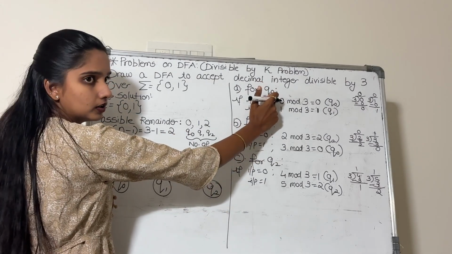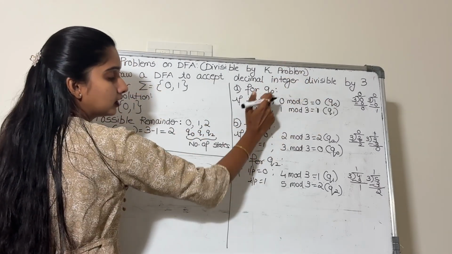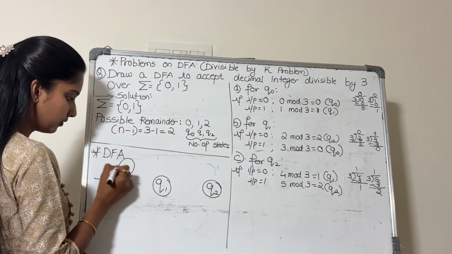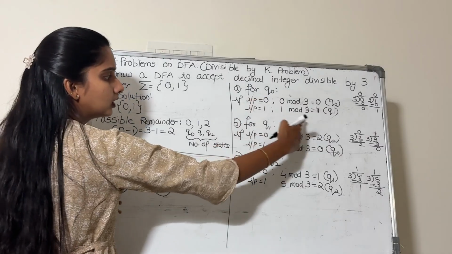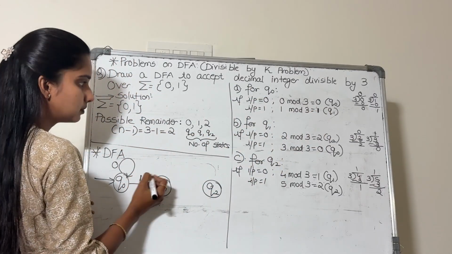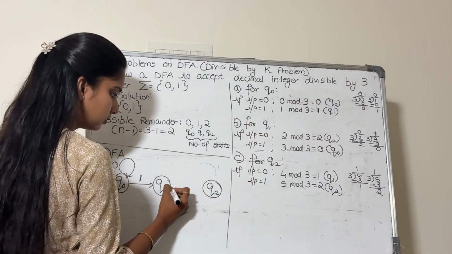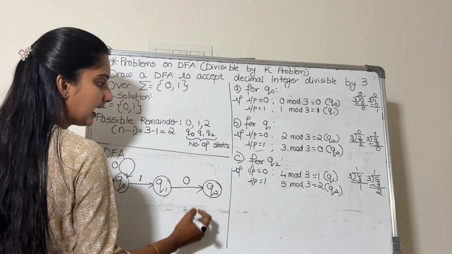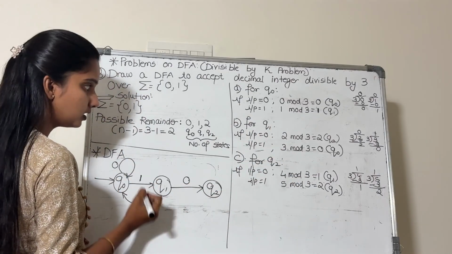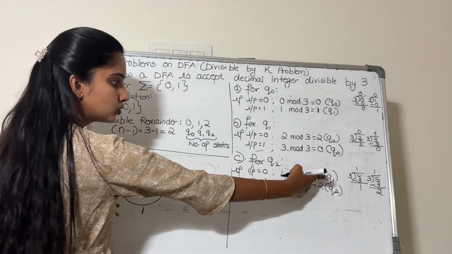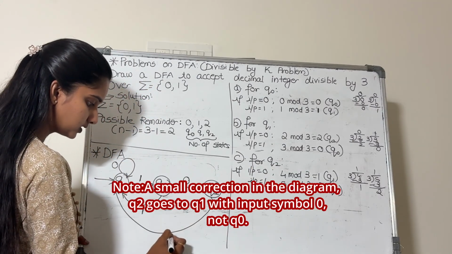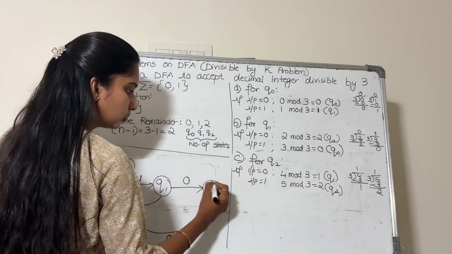Q0 goes to Q0 with input symbol 0. Similarly, Q0 goes to Q1 with input symbol 1. Similarly, Q1 goes to Q2 with input symbol 0 and Q1 goes to Q0 with input symbol 1. Similarly, Q2 goes to Q1 with input symbol 0 and Q2 goes to Q2 with input symbol 1.